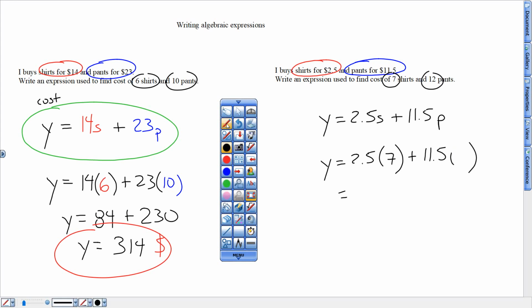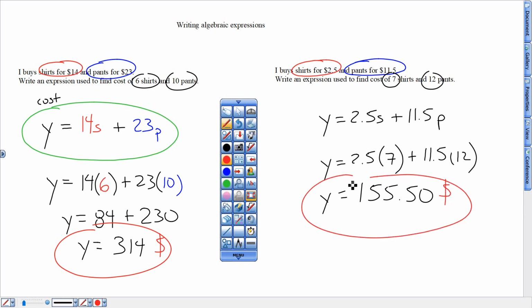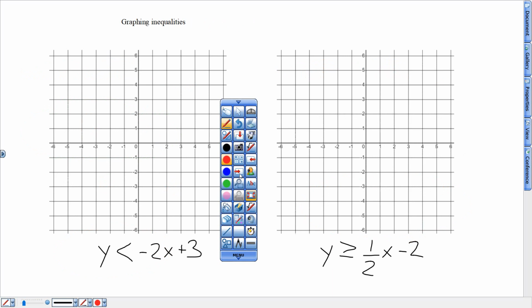Buying 12 pairs of pants times 12. That gives me, there we go, $155.05. That means 50 cents. That's not 5 cents, that's 50 cents right there. That's how much I'm spending. All right, next. Hopefully I'm not making mistakes. I'm human, but here we go.